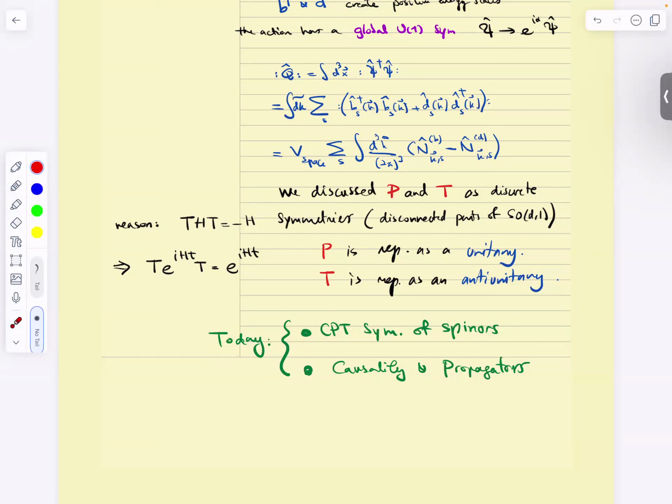Good. This is the first thing we're going to do in today's lecture. Then we're going to switch gears and talk about causality and propagators. And then in that case, I'll talk about only scalar. We'll go back to scalar. Any questions?